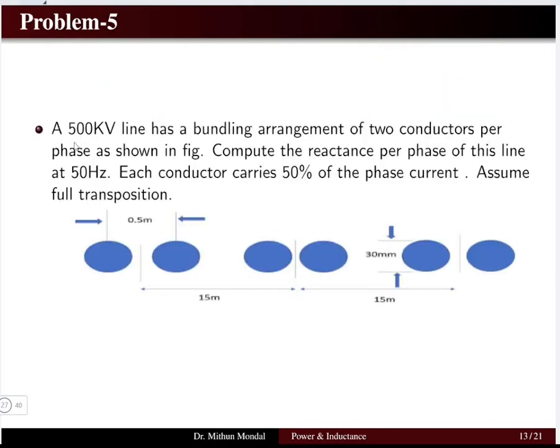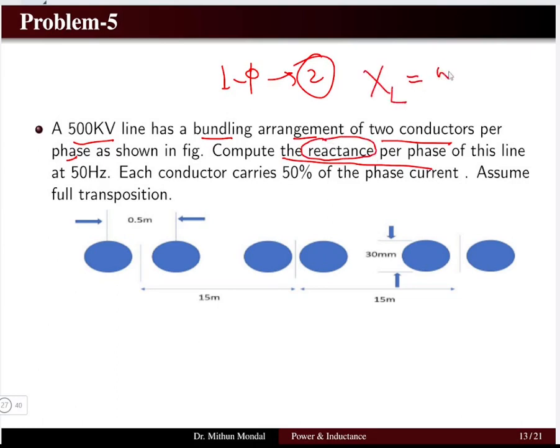Problem 5: a 500 kV line has a bundling arrangement. What is the meaning of bundling arrangement? The number of conductors is more per phase, and 2 conductors per phase is there. So each phase will have 2 bundled conductors. Compute the reactance of the line. Now understand, here the reactance is asked. Whenever reactance is asked, it means the XL value. XL is equal to omega L, where omega is equal to 2 pi f, multiplied with the inductance L, per phase of this line at 50 Hz. Each conductor carries 50% of the phase current, assuming full transposition.